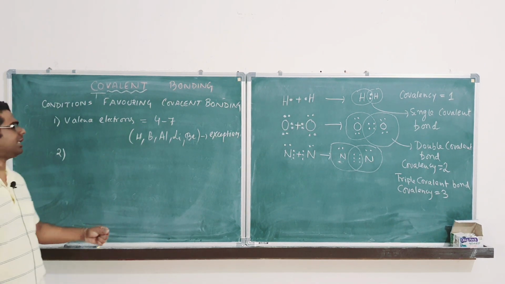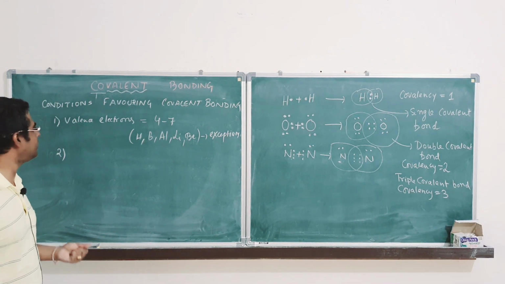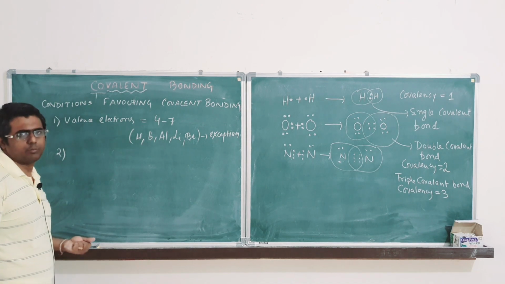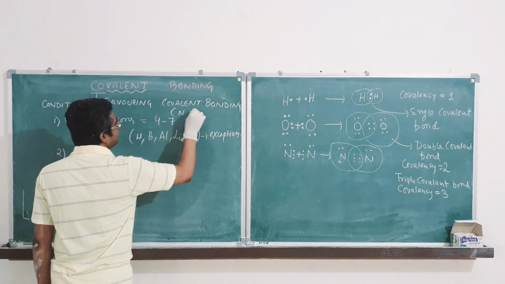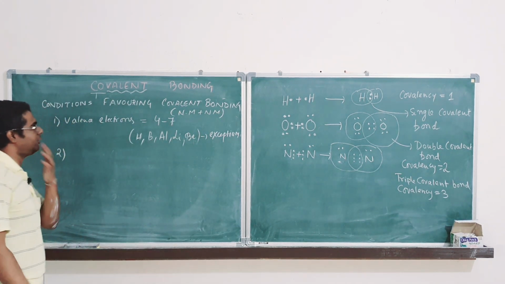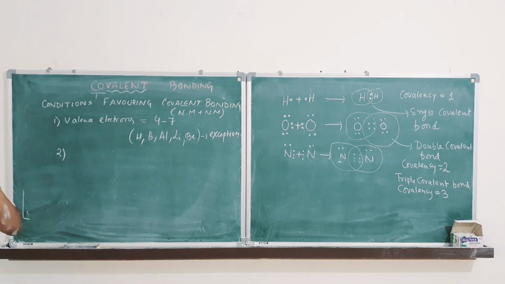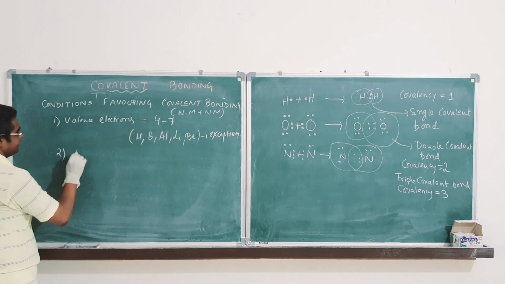So valence electrons generally have to be in the range of 4 to 7, and definitely we are now sure that non-metals are going to go for covalent bonding, right? So covalent bonding is basically nothing but non-metal plus non-metal. Okay, non-metal plus non-metal. In case of ionic compound it was metal plus non-metal. Next is ionization energy.